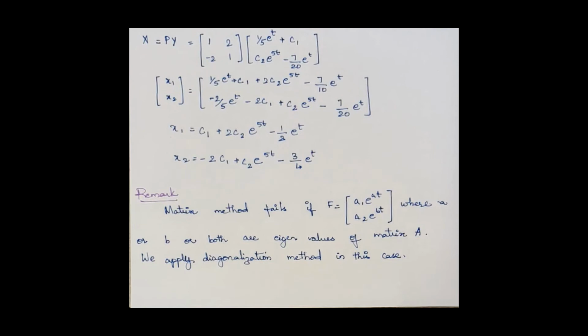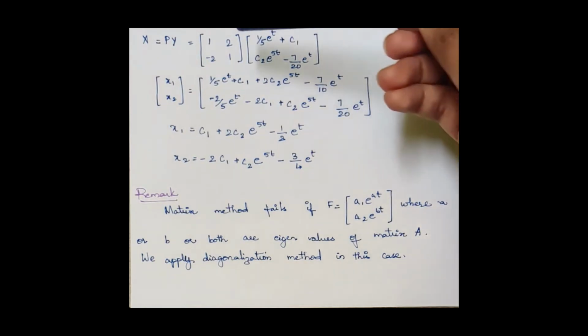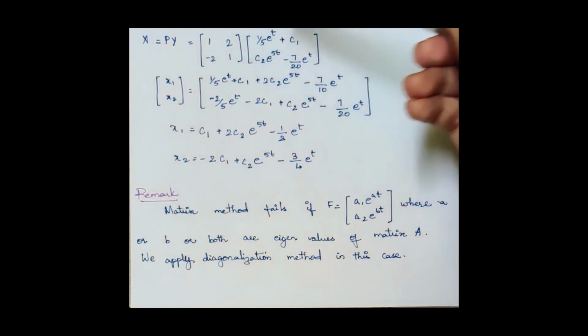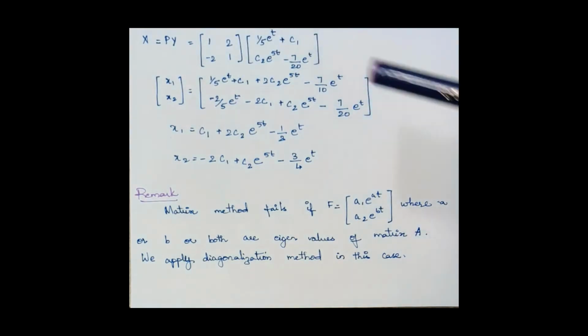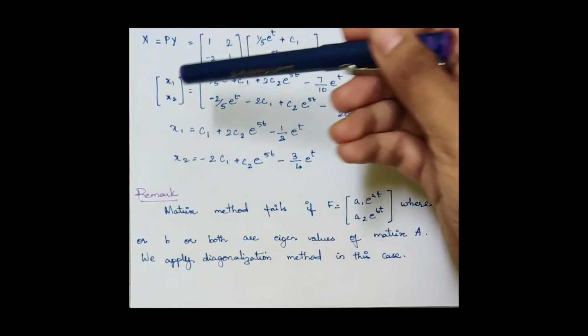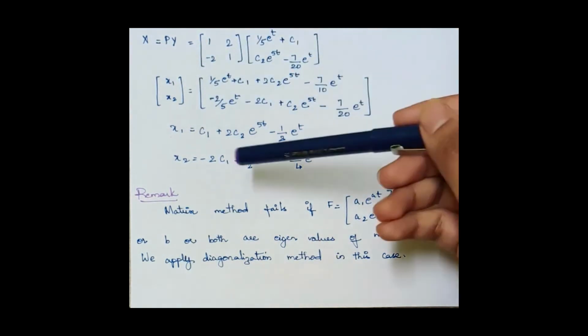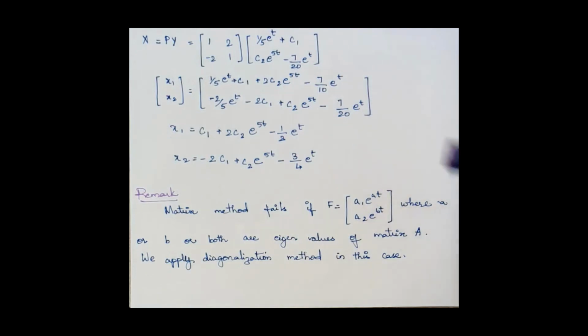Now you know that x is equal to Py. Substituting P and y in their corresponding places and multiplying these two matrices, you obtain this. So x1 is equal to this equation and x2 is equal to this equation. These are your solutions.